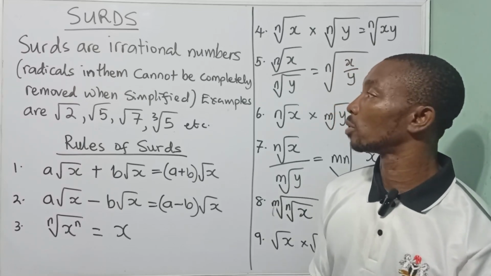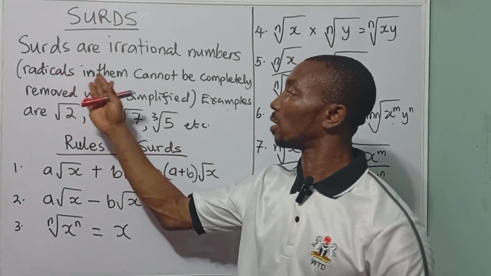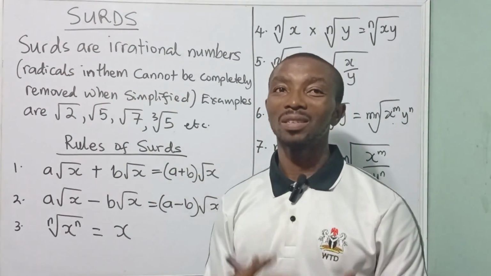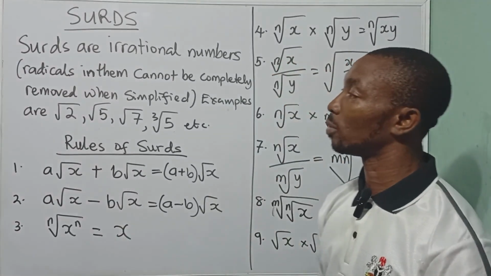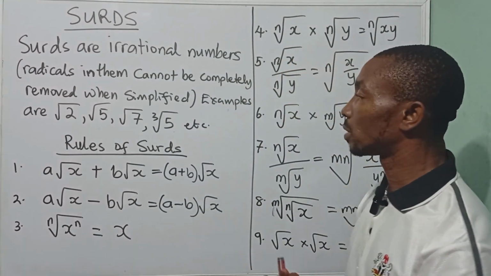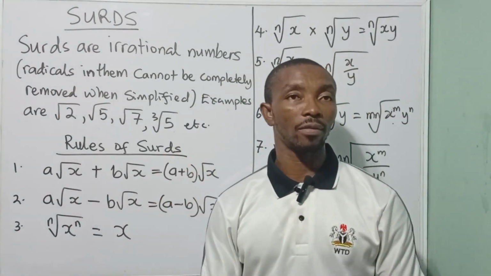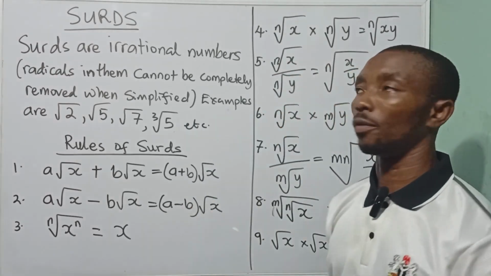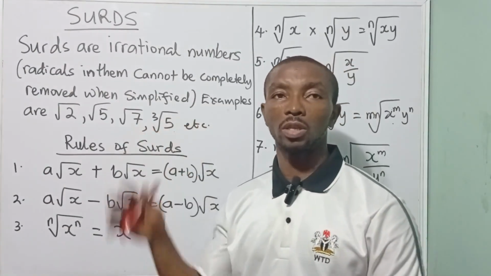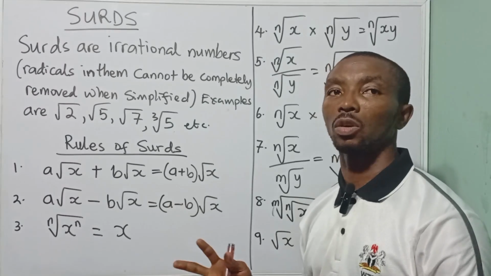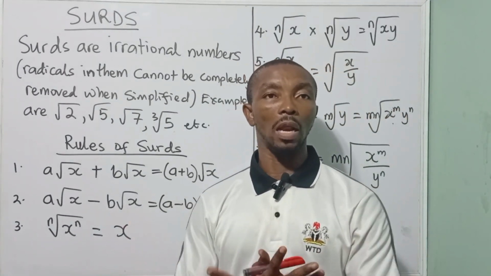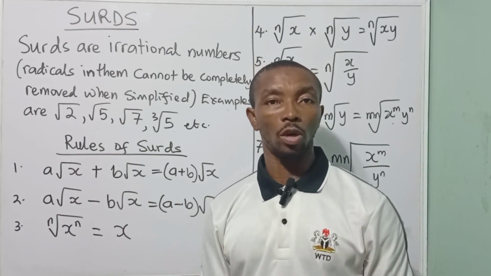Alright, examples. Surds are radicals, and the radicals in them cannot be completely removed when simplified. Examples are root 2, root 5, root 7, 3 root 5, etc. There are so many of them. Now, why do we study surds? The essence of studying surds is to enable us to know how to eliminate them in our equations.